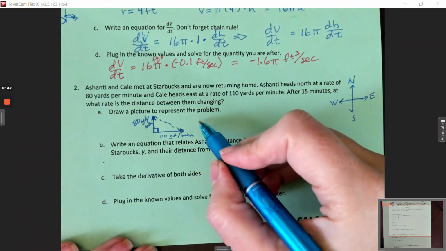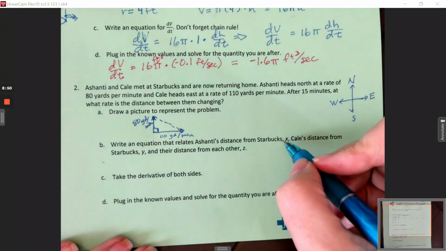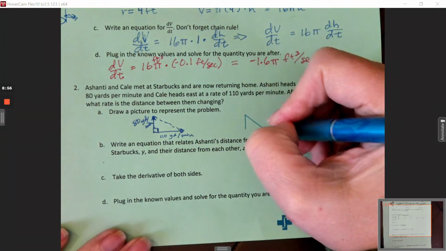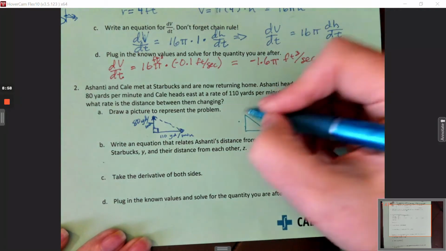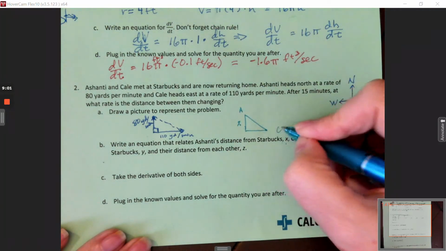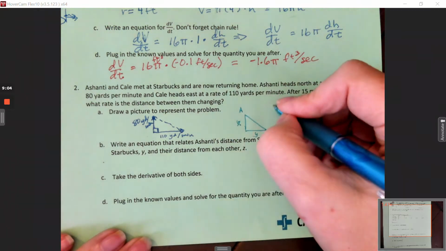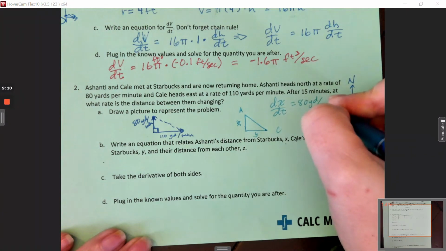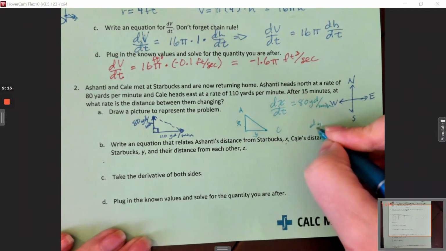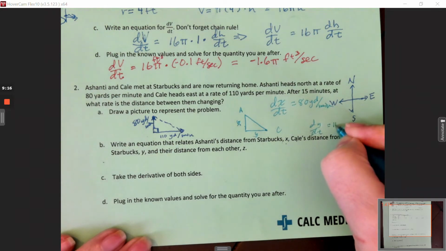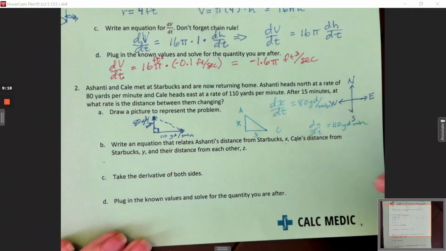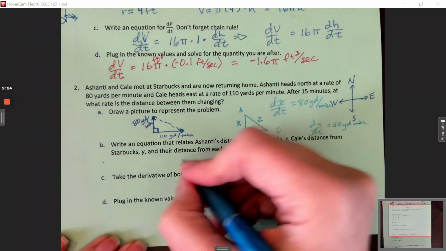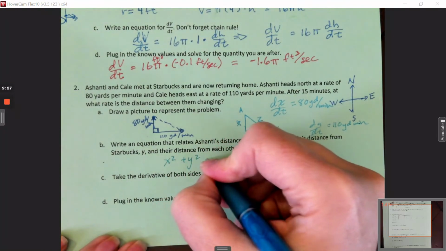All right. Draw a picture to represent the problem. Write an equation that relates Ashanti's distance, x, and Kale's distance. So let's go back to this problem. Ashanti is going to be x. Kale is going to be y. So dx/dt equals 80 yards per minute, and dy/dt equals 110 yards per minute. And their distance from each other is z. So that's going to be x squared plus y squared equals z squared.